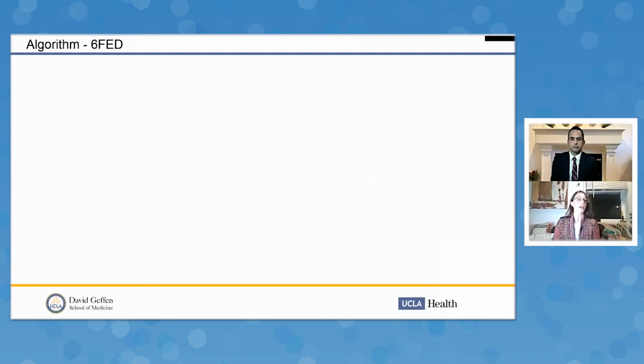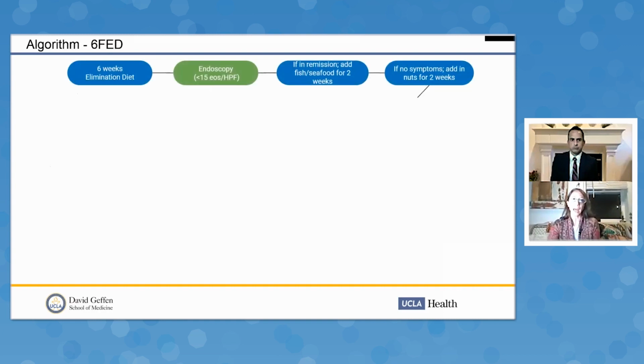So at UCLA, we wanted to show you what our algorithm looks like, and we decided to use the 6-food elimination diet so that you would have an idea of what it would look like to take a patient who was put on this diet from start to finish, from elimination phase through the challenge phase and then into maintenance. As we said, we would start the patient on a 6-week elimination diet, and then we would do an endoscopy, and hopefully we find that they're in remission.